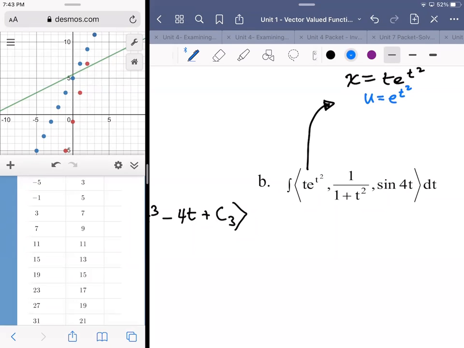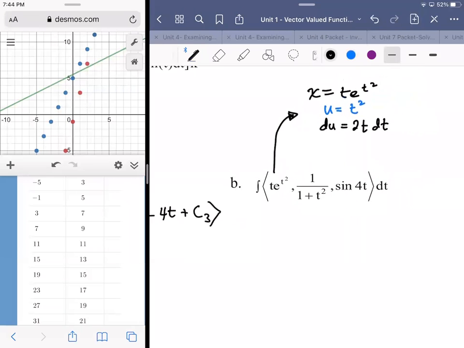You could look at it that way, but then you'd say, well, that's just making things way more complicated. Right? So maybe not the most complicated part, but maybe the second most complicated part. So you'd say t squared. All right. You just try something. If it doesn't work, try something else. So when I differentiate that, I get du equals 2t dt.